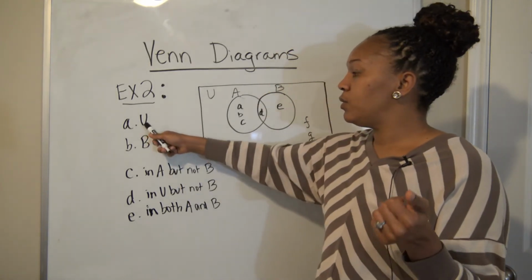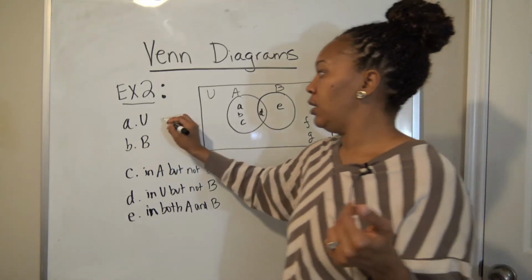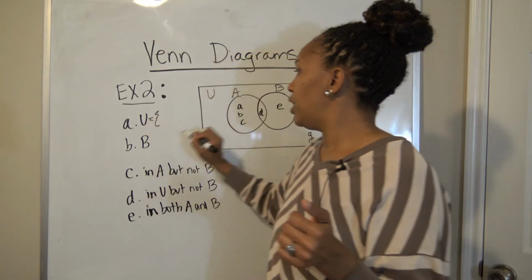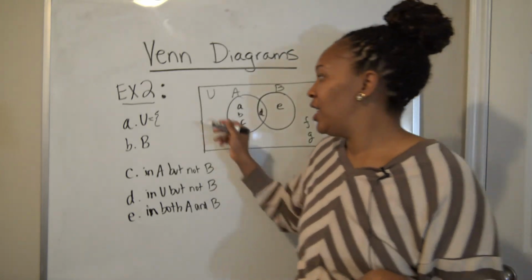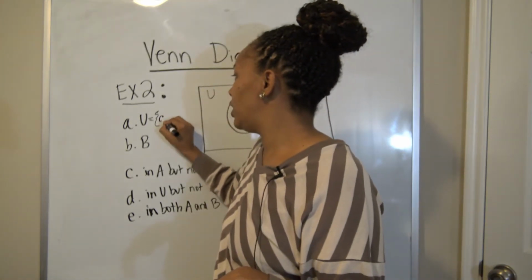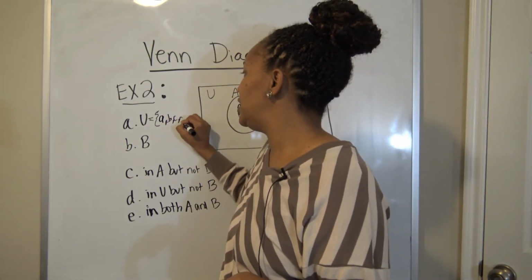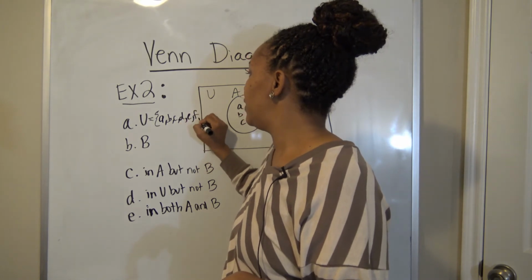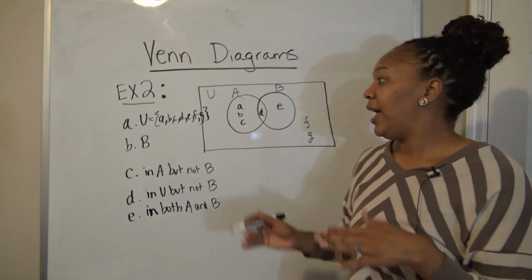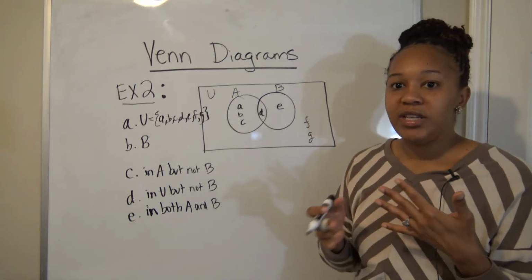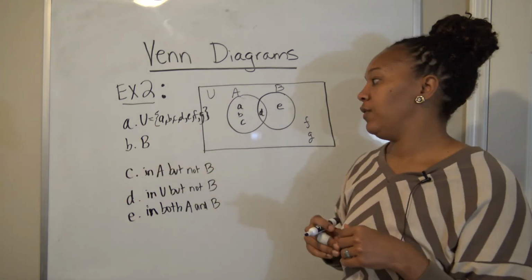So the first thing we want to do is list everything that's in the universal set. So the universal set includes everything. So we have A, B, C, D, E, F, and G. That's everything that's in our set. So we'll list that out: A, B, C, D, E, F, G. I'm going to go over a little bit because I'm out of space. And that is our universal set. So A, B, C, D, E, F, and G. That's everything in our universal set.